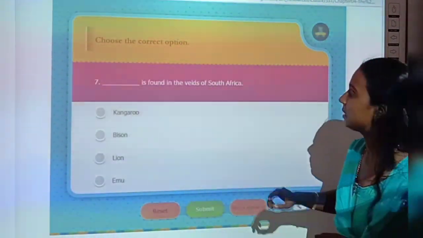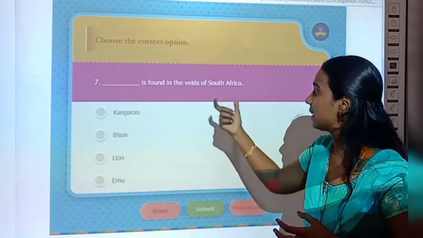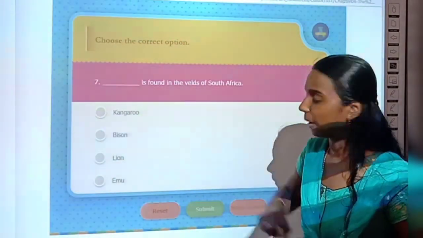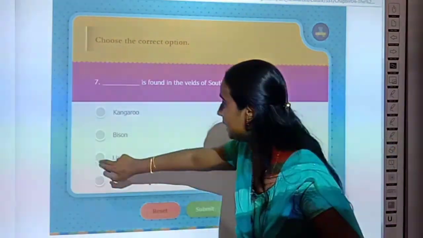Very good. Yes, now see, dash is found in the vales of South Africa. So, which animal is famous in the vales of South Africa? Whether it is kangaroo, bison, lion or emu, which one? Yes, lion, right? Shall we check?